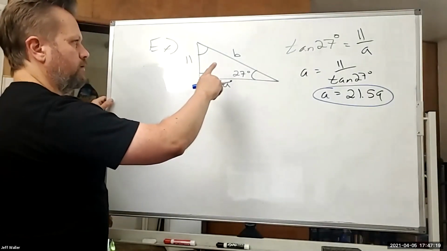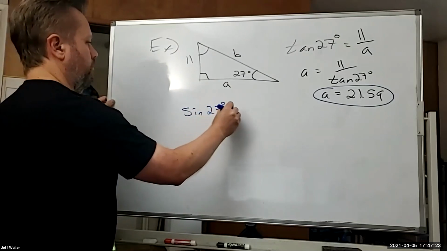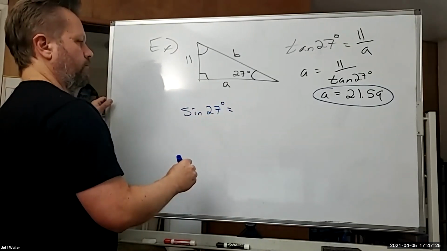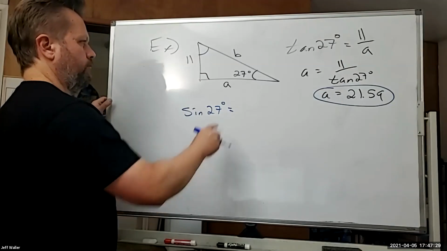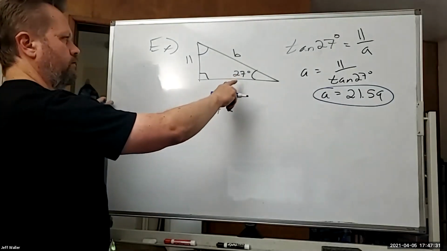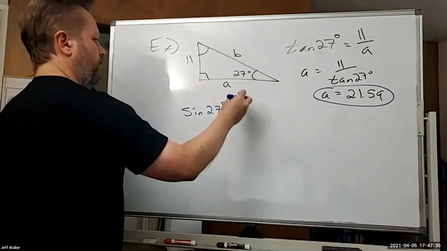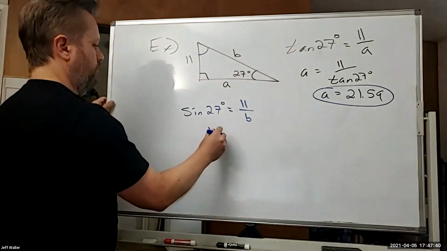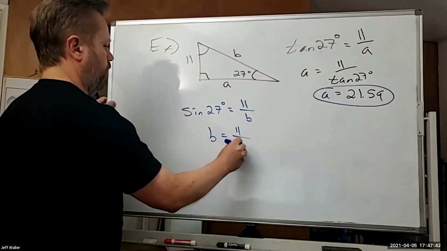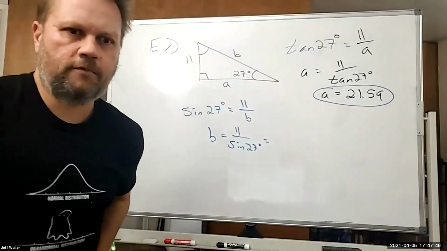So how would I use sine? What's sine of 27? 11 over b, right? It's the y side over the hypotenuse. And then you can do the same thing we did up there. You throw that in the old calculator. Okay, I like it.